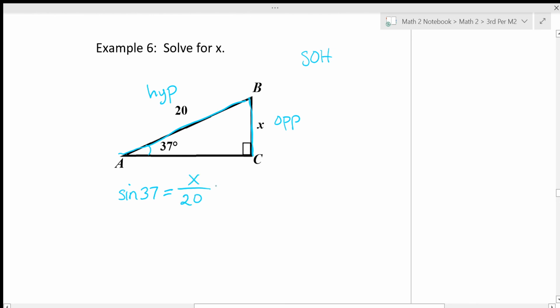From here, if we want to get x all by itself, we multiply both sides by 20. It's going to cancel out these 20s, and we're going to have x equals 20 sine 37. Then we can input that into our calculator: 20 times 37 sine equals, and we should get 12.0363.